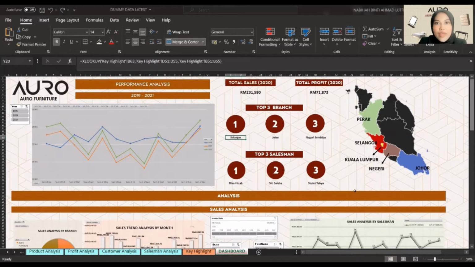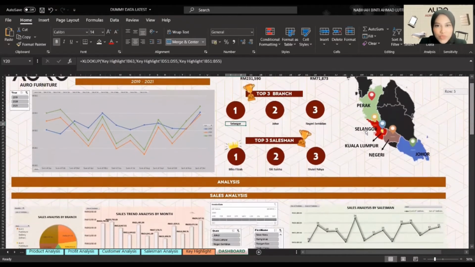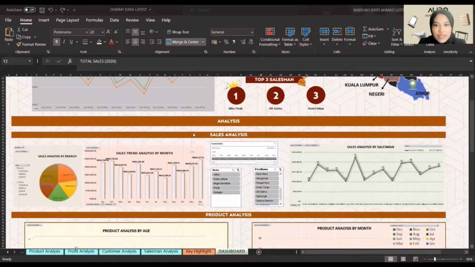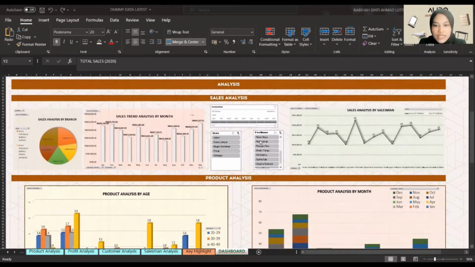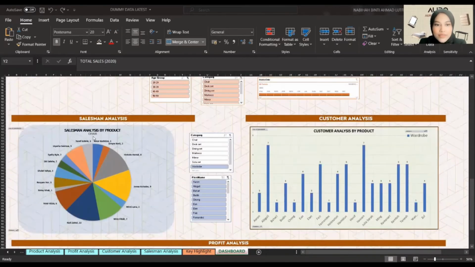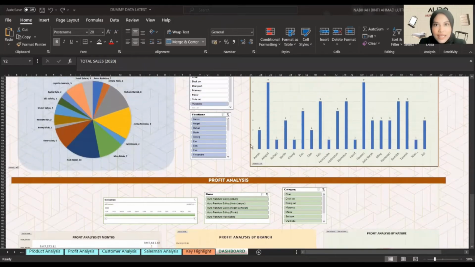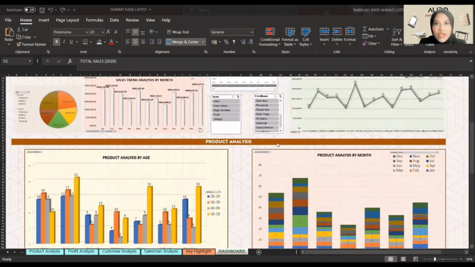Hi, I am Nabiha Binta Malfi and I will continue the presentation by showing our dashboard. So this is our overall look of the dashboard. At the top of our dashboard, we have the performance analysis and the top 3 of branch and salesman, the map of branch, and analysis. We have several analyses, which are sales analysis, product analysis, salesman analysis, customer analysis, and lastly, profit analysis. These analyses will be presented by my fellow team members.